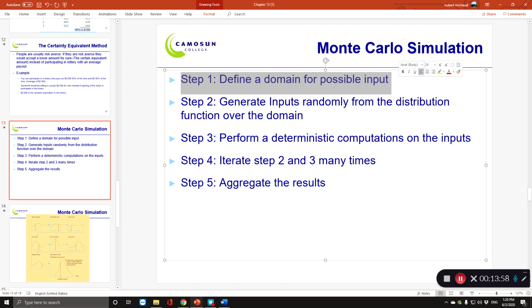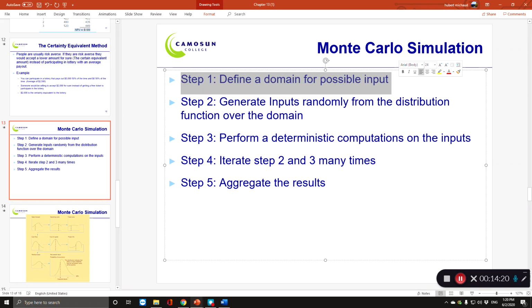Okay, the first step is define a domain for all of the inputs. When you're doing your NPV calculation, you're probably going to have an estimate of the quantity we're going to sell. That will probably come from the marketing department: we think we will sell this many units, at the price we think the good will sell for, and how confident we are about that.